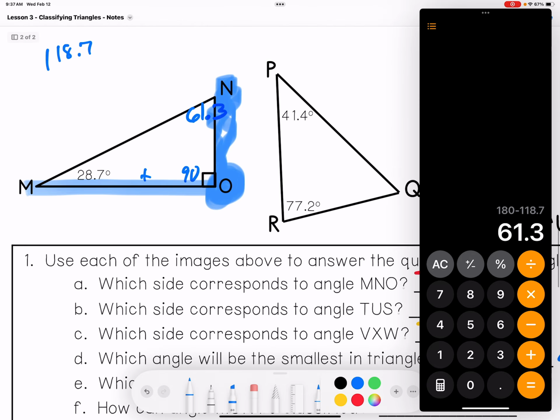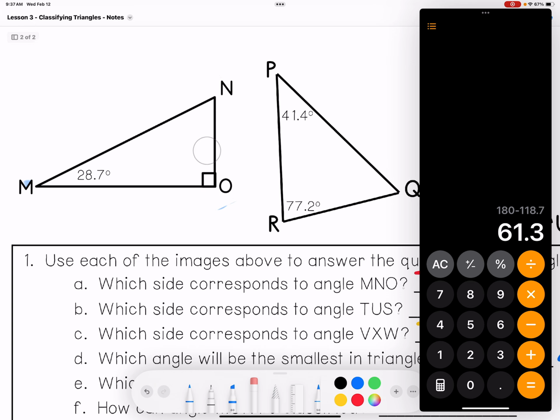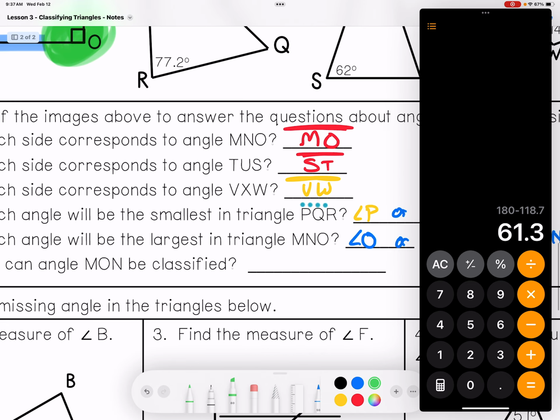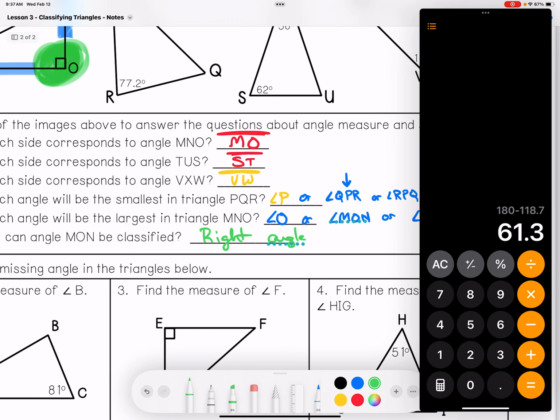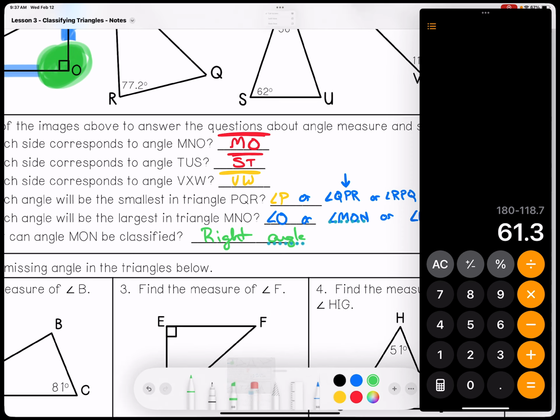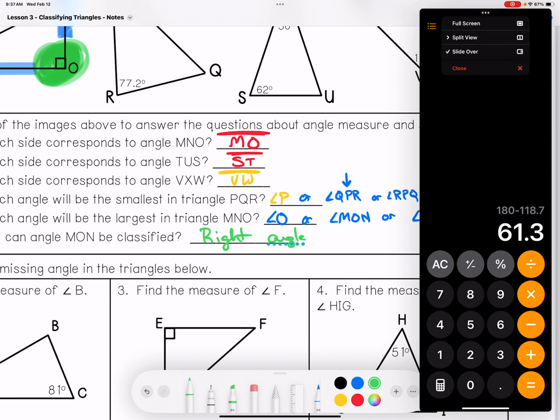Next question. How can angle MON be classified? So how can that in green be classified? Because it's MON, so it's the middle one we're talking about. So how could we classify that middle one? It's a right angle. I really don't know how to get this calculator off my screen, to be honest with you. There we go.